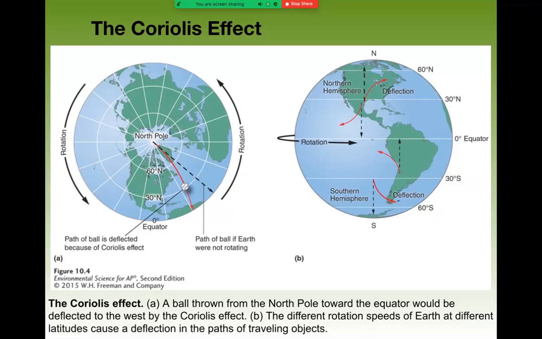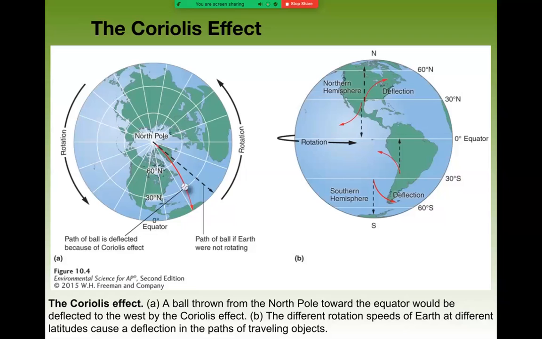And it has the effect of veering things in the northern hemisphere, deflecting them to the right. So if we start at 30 degrees north latitude, like in this picture here, and we shoot something off to the north, it's going to appear to deflect to the right. And the same thing if we're headed south.